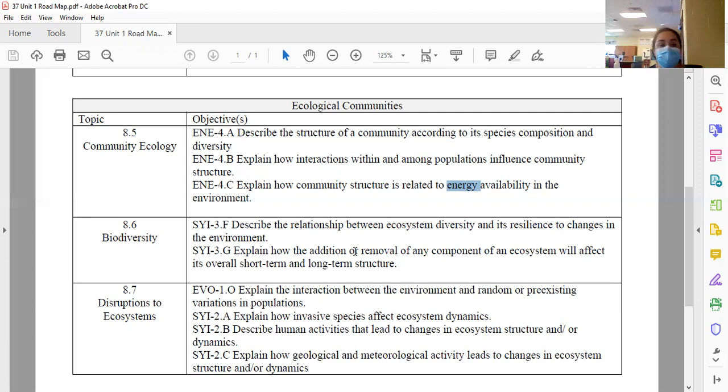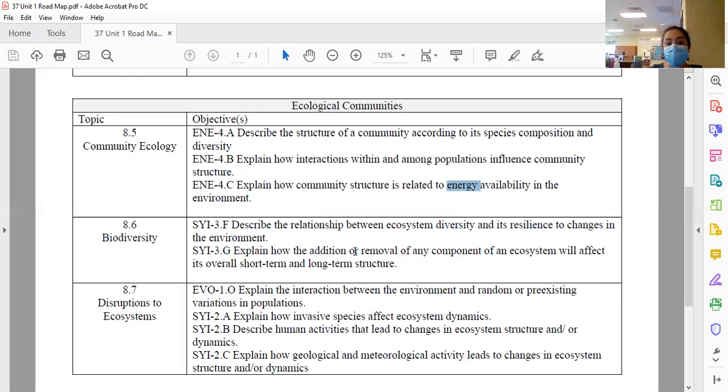And then the last thing that we're going to talk about for Unit 1 are disruptions to those ecosystems. So not all disruptions are bad. For example, many ecosystems are adapted to wildfires. And a wildfire is considered a disturbance. A disturbance is anything that changes the availability of either biotic or abiotic factors in the environment. Sometimes they increase them, sometimes they decrease them. It just depends on the disturbance.